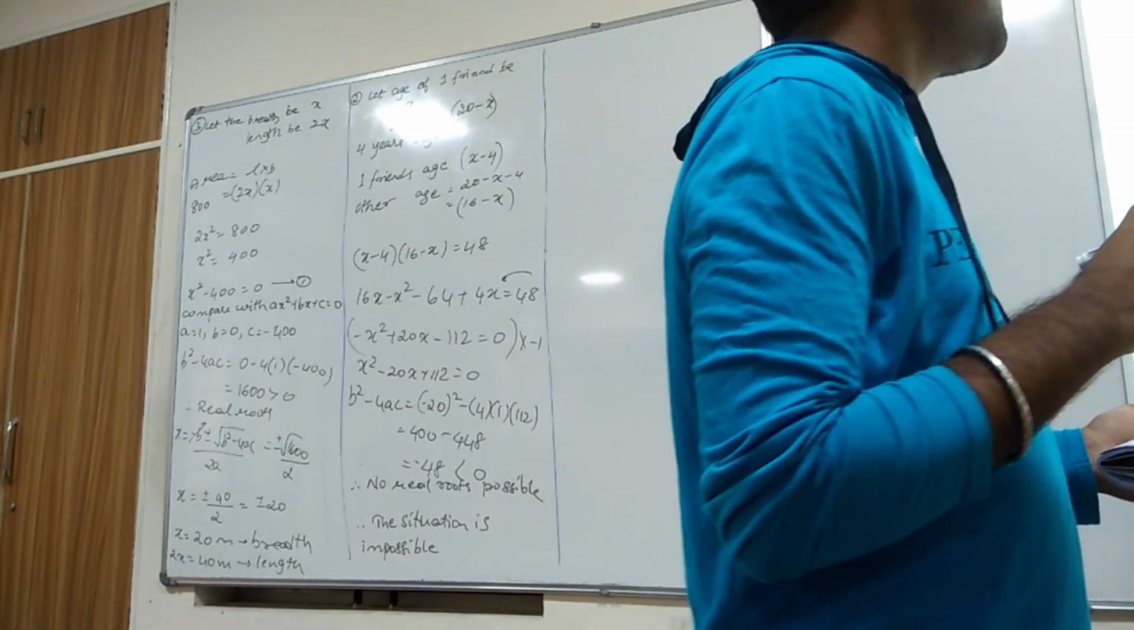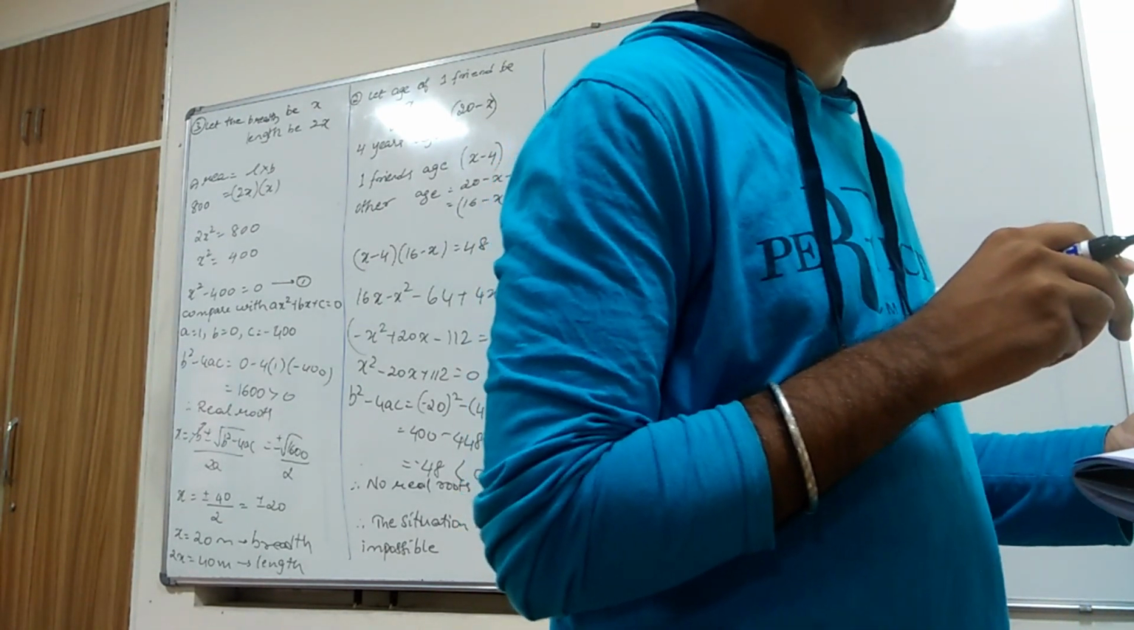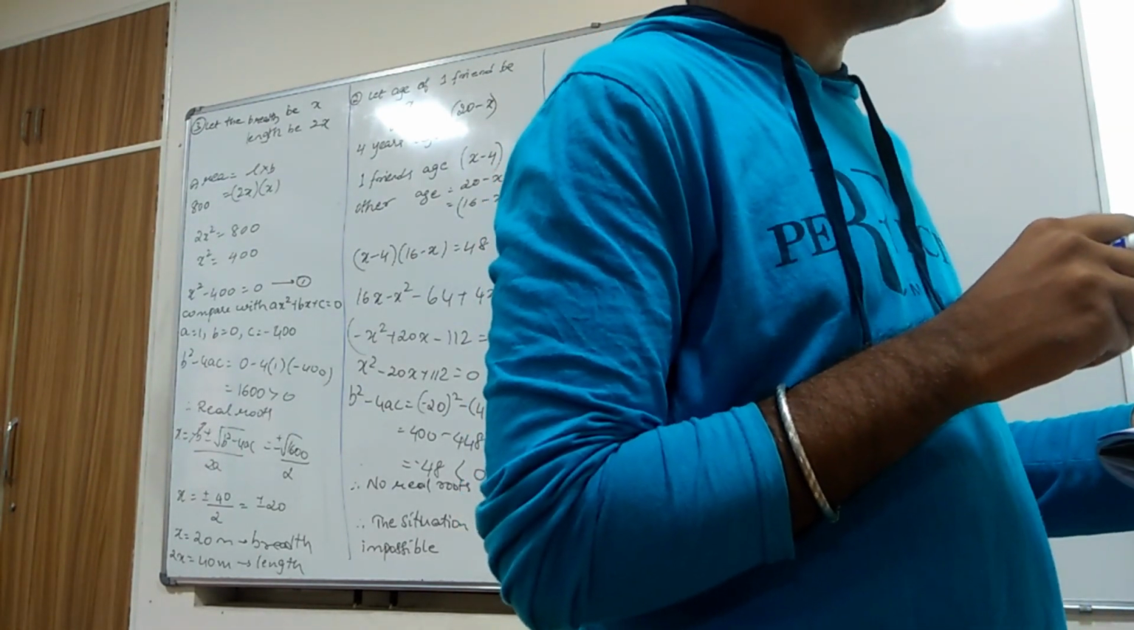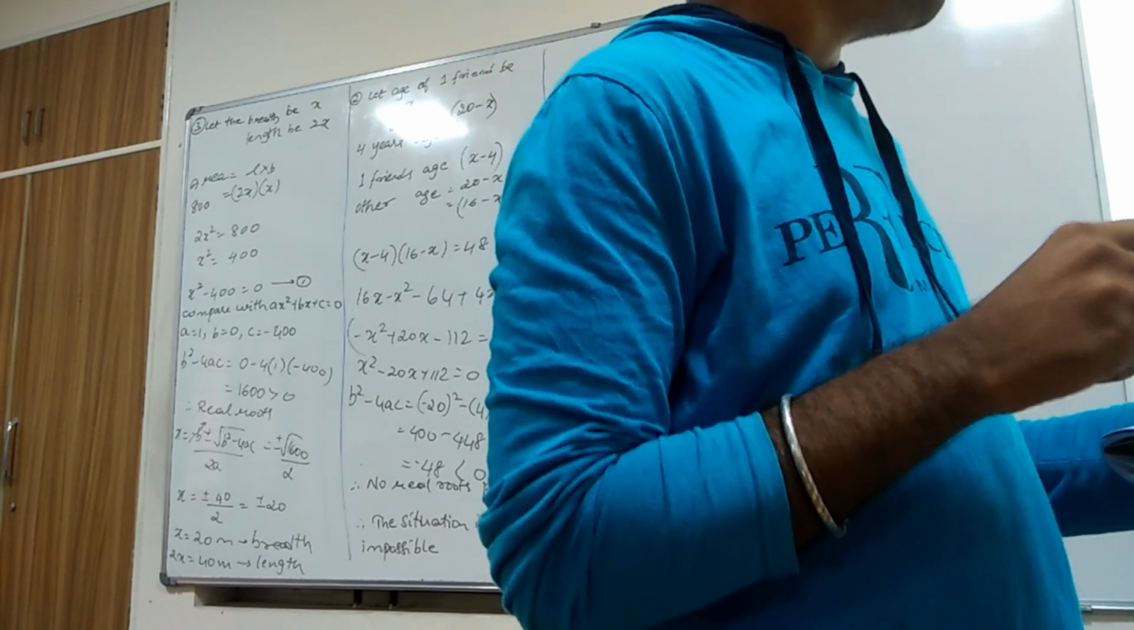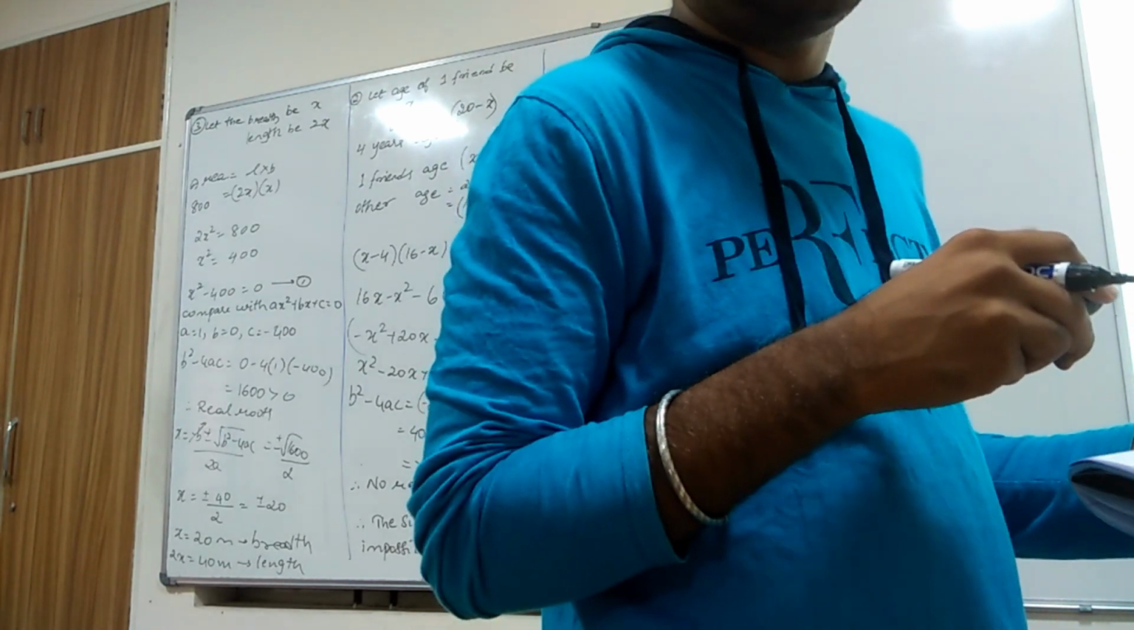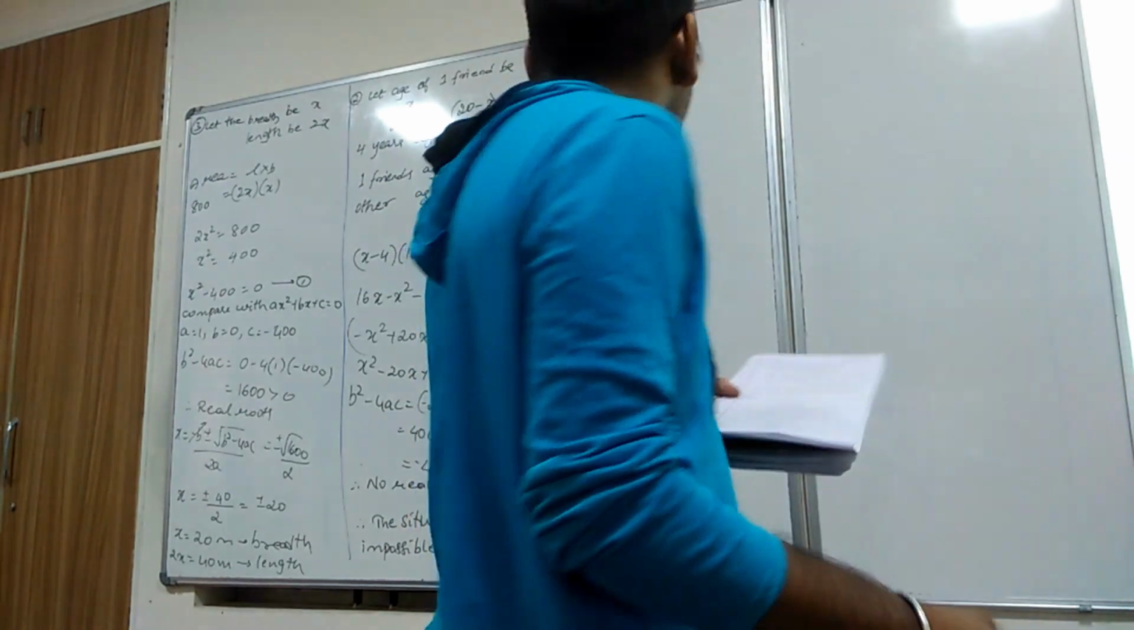Is it possible to design a rectangular park of perimeter 80 meters and area 400 meters square? If so, find the length and breadth. Isn't it similar to question number 3?